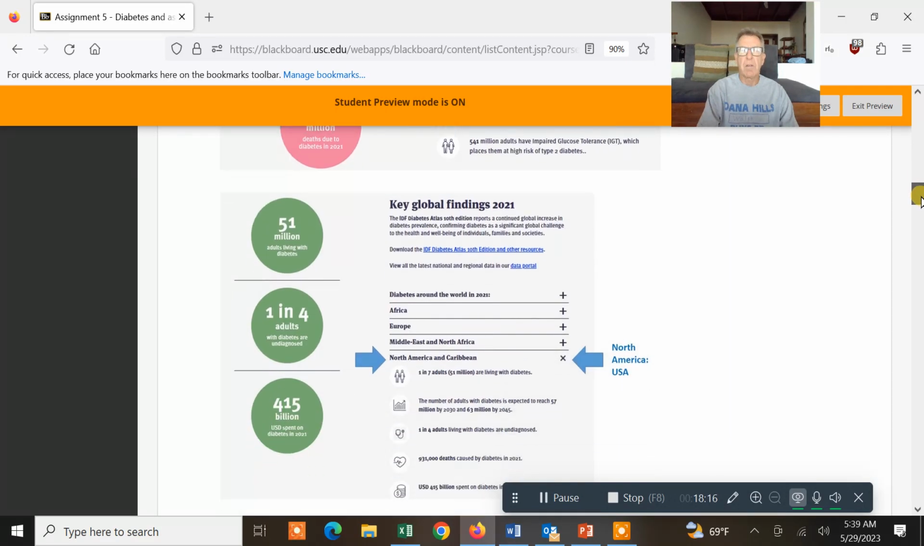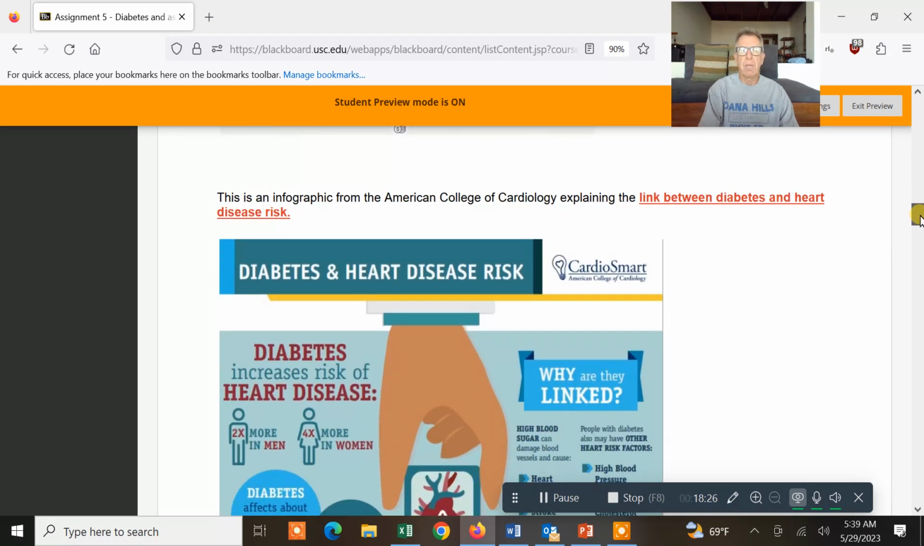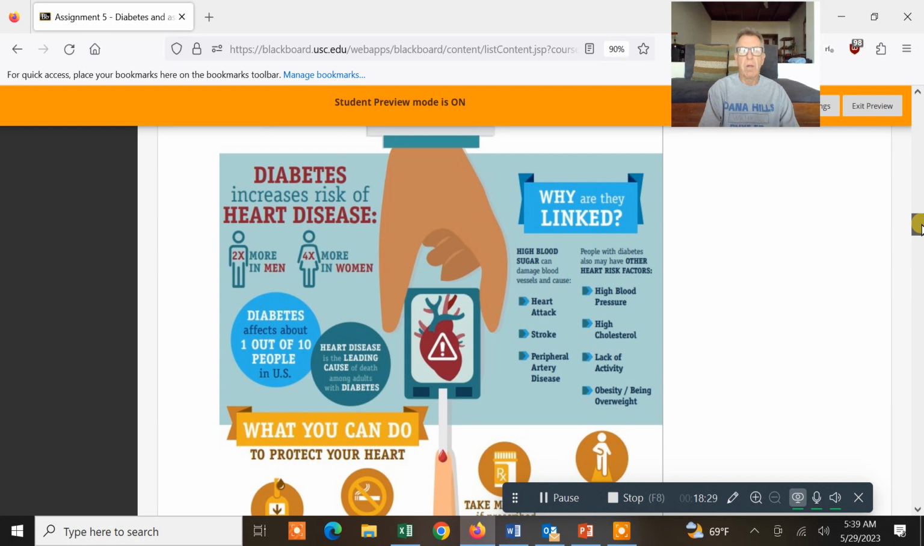When we look at this and check it out, you can go into the United States right here and check out. We're at 1 in 4. Actually, the projection now is that we're going to be 1 in 3 because of the obesity epidemic. Pretty significant. What does it put you at risk for? Kind of went through this already, okay? So when we look at diabetes, it doubles the risk for heart disease in men, quadruples the risk for heart disease in women.